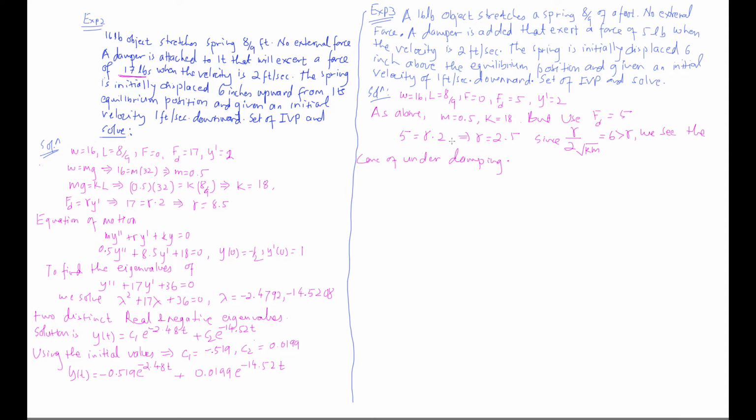If gamma is greater than 2 square root of km, if gamma is less than 2 square root of km, and if gamma equals 2 square root of km, they were underdamping, overdamping, and then critical damping case, right? So here, since gamma is bigger than 2 square root of km, it is 6 times bigger basically. Since that is the case, it is the case of underdamping, okay?